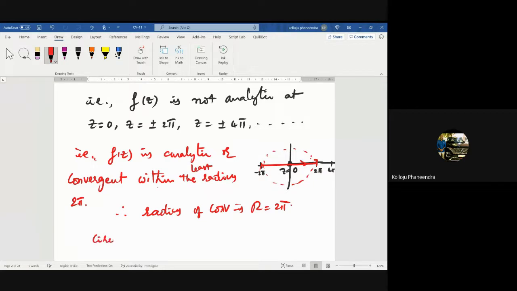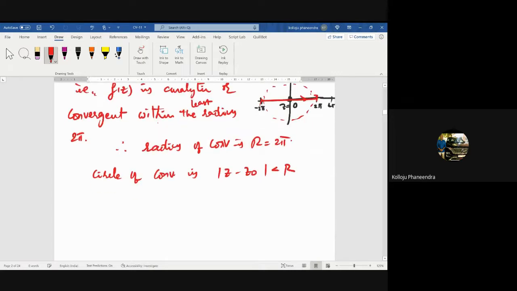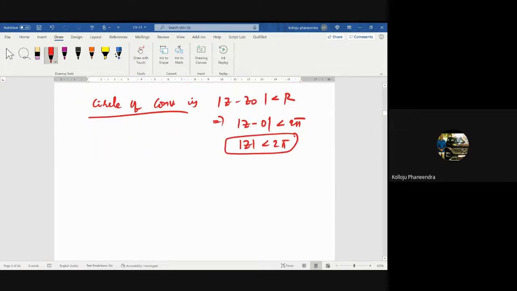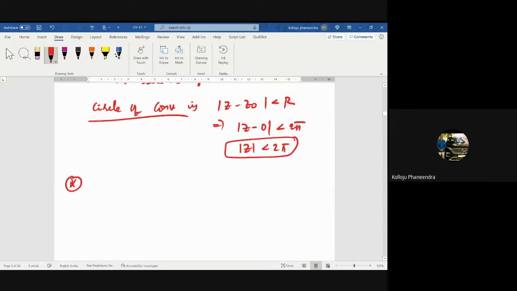And what is the circle of convergence? The circle of convergence is mod z minus z naught less than R. That means z minus 0 less than 2 pi, mod z less than 2 pi. Within this circle is the circle of convergence. R equal to 2 pi. Any doubts in this question? I'm applying a different way to find the Taylor series. Actually, you know the Taylor series formula about a point, but I am using the expansions directly.